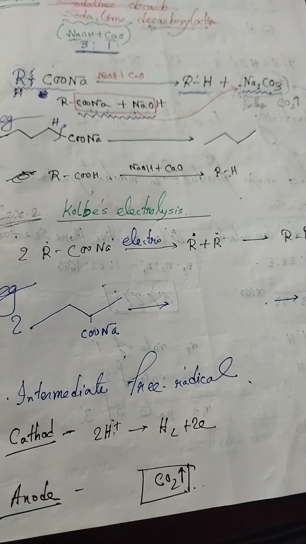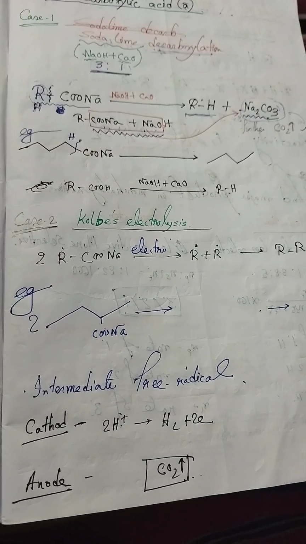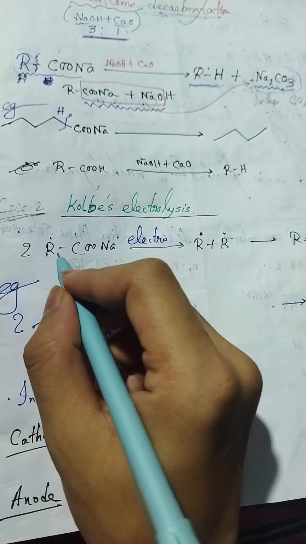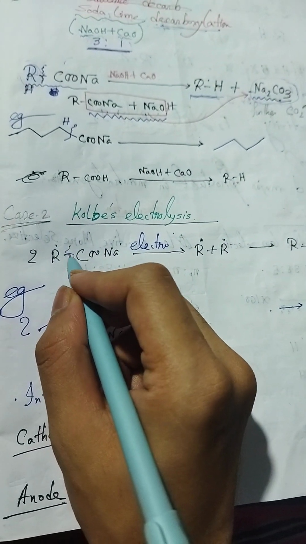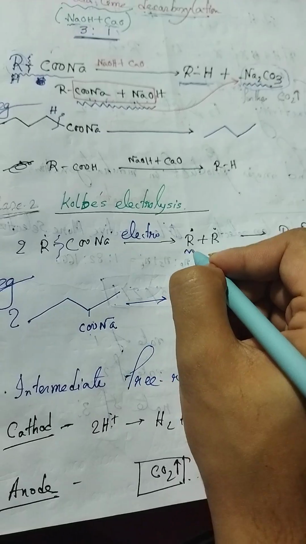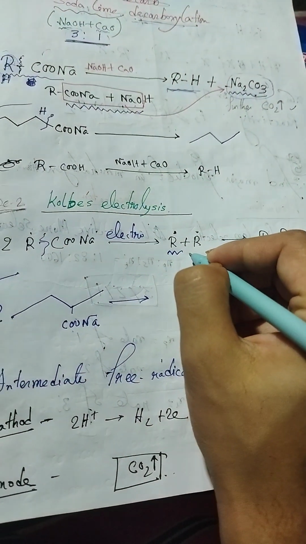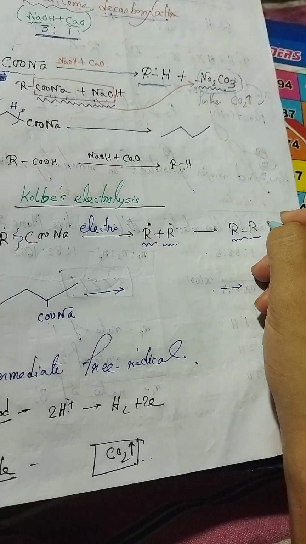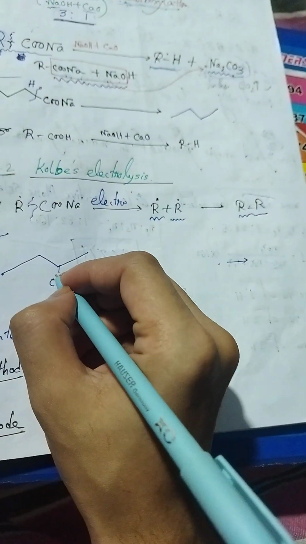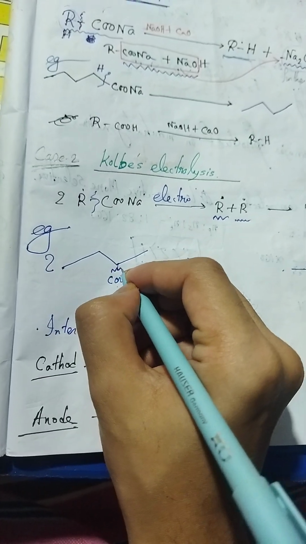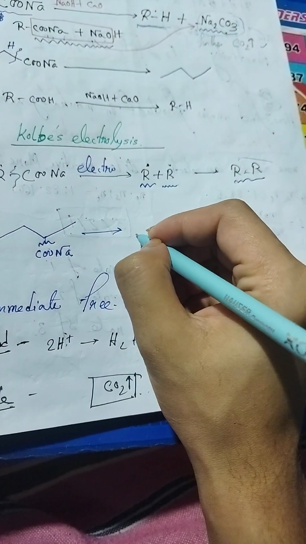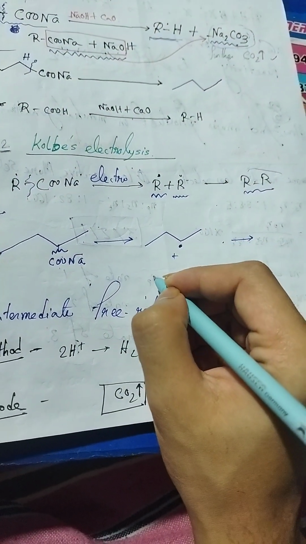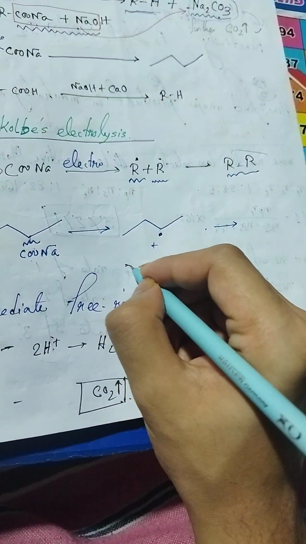Now talk about Kolbe electrolysis. In this reaction, the acid derivative breaks into a free radical, and now the free radicals combine, and the alkane is formed. The example is, with the break, the free radical formed is a symmetrical molecule.